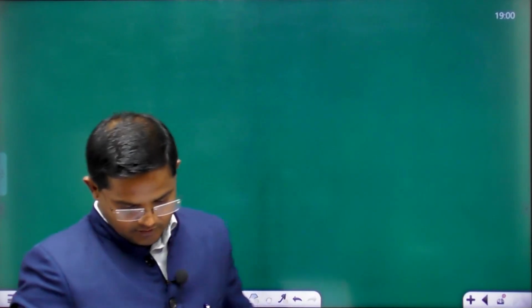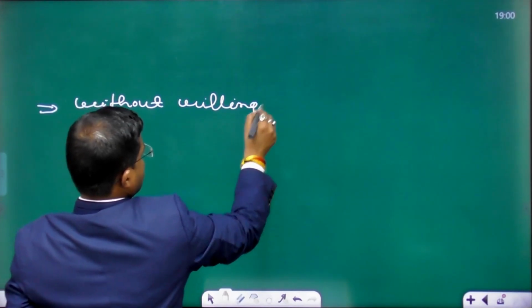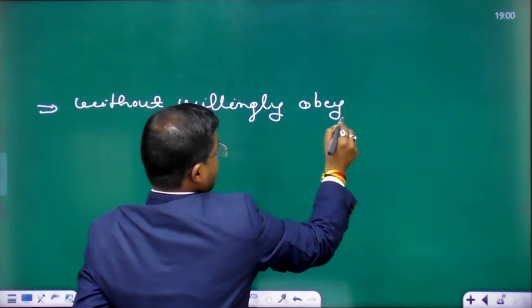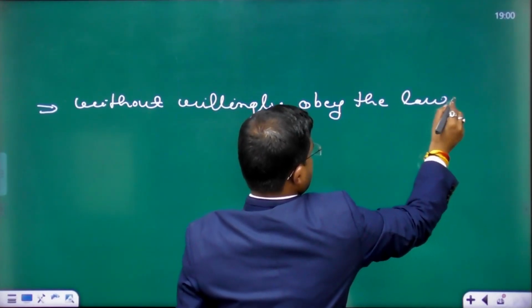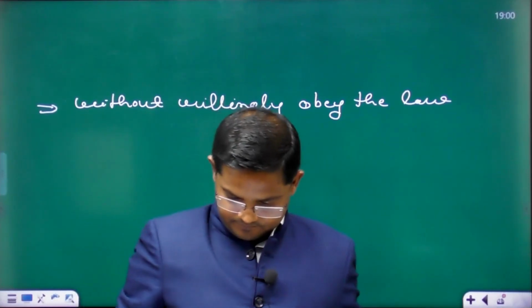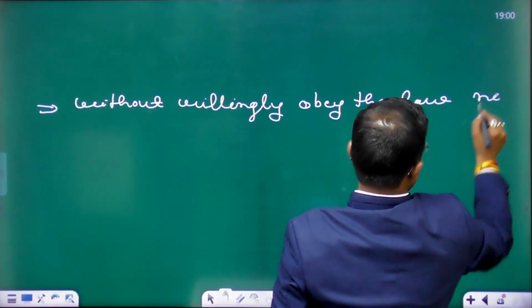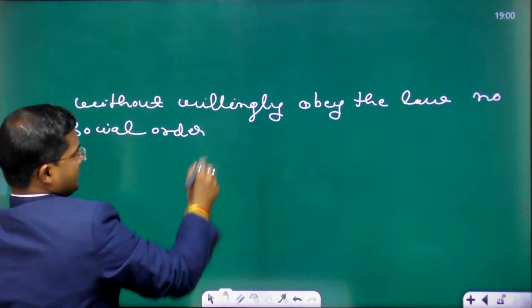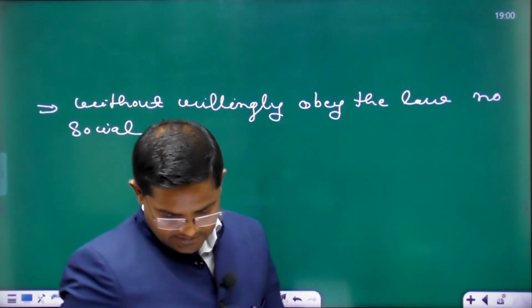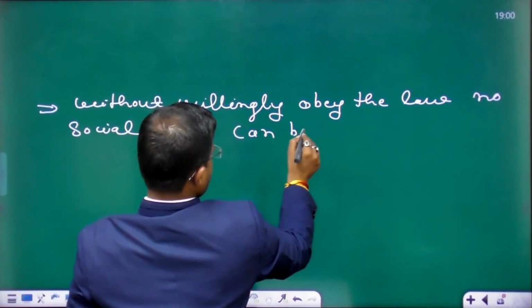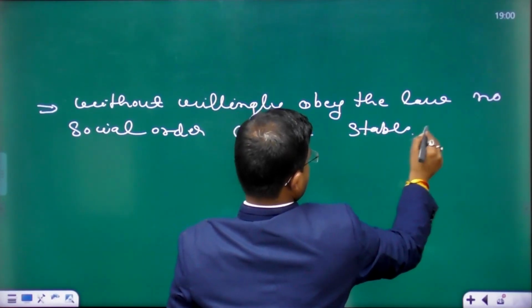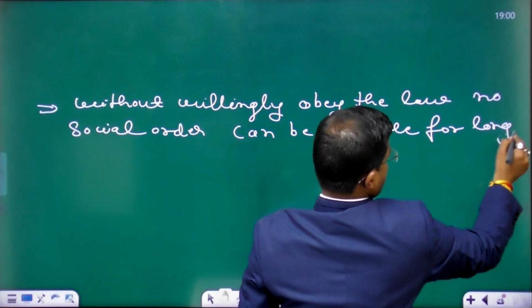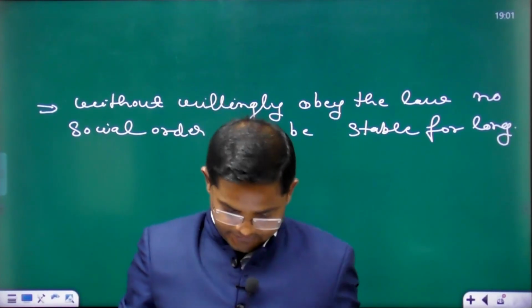without willingly obeying the law, no social order can be stable for long. Next point, Rawls addresses the issue of legitimacy.